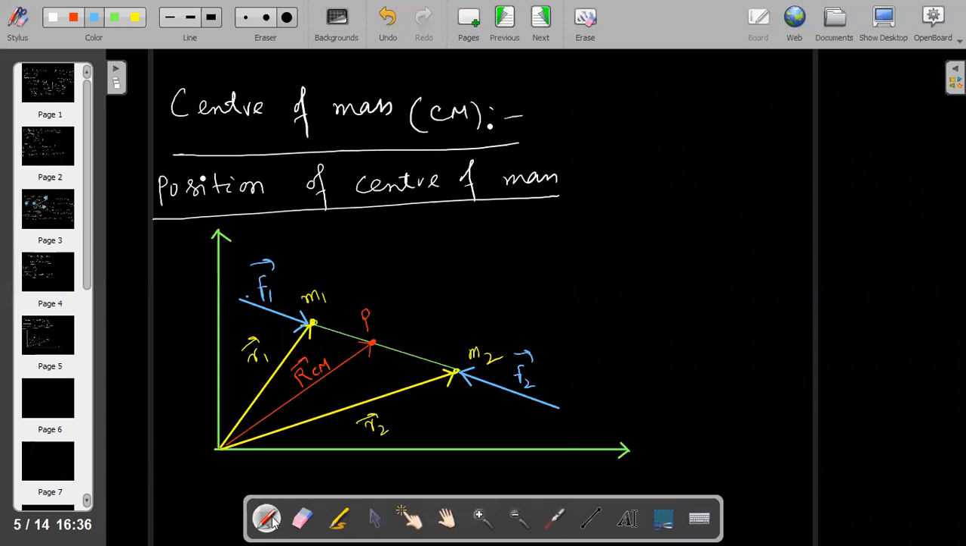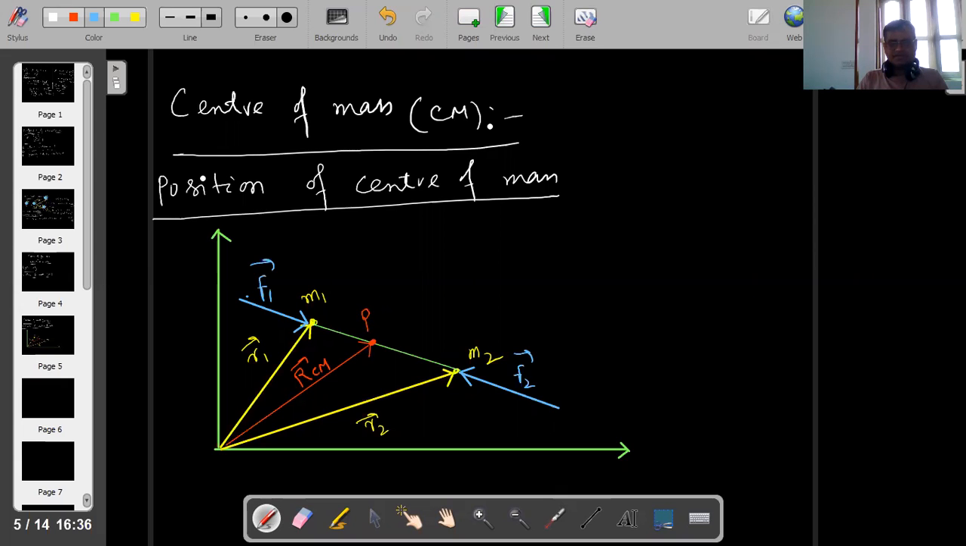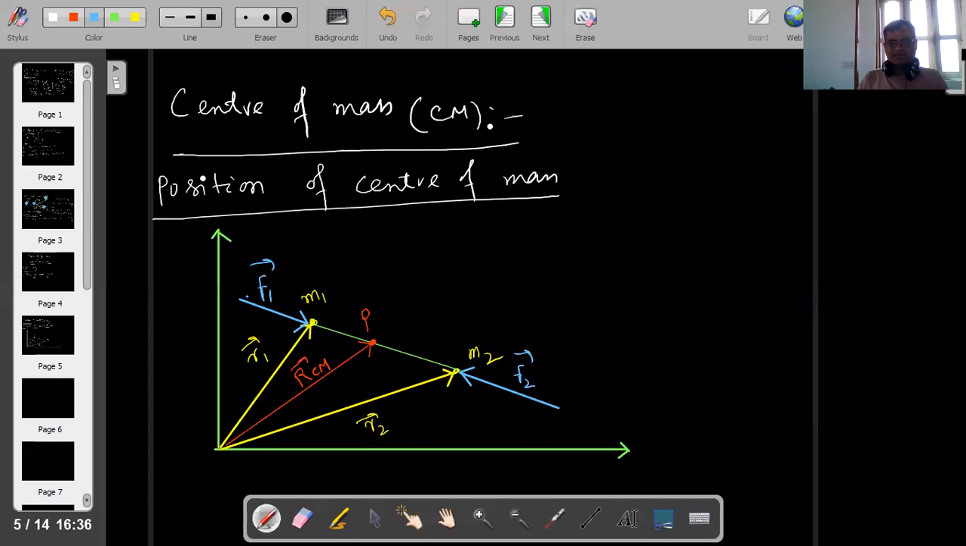Draw the diagram, neat and clean. Try to understand this. Any doubt? You can ask. Ask me immediately. Clear? Have you done this? Write.